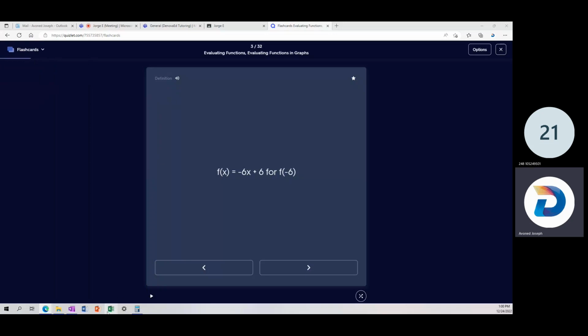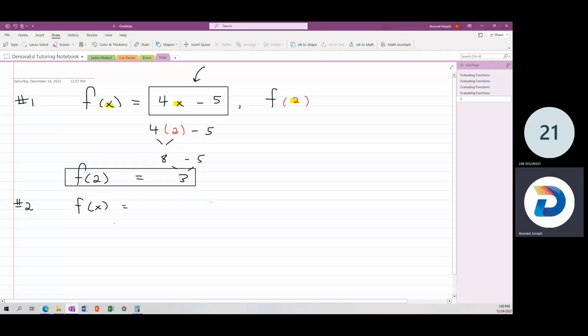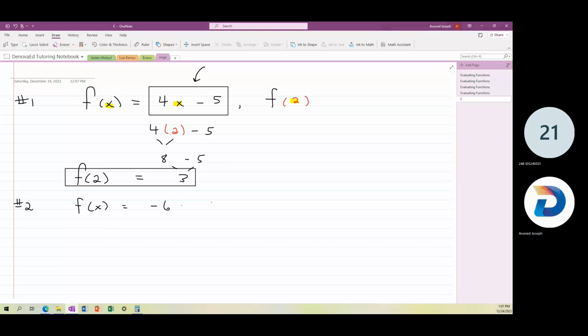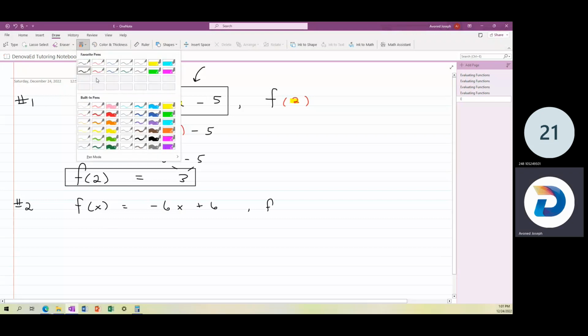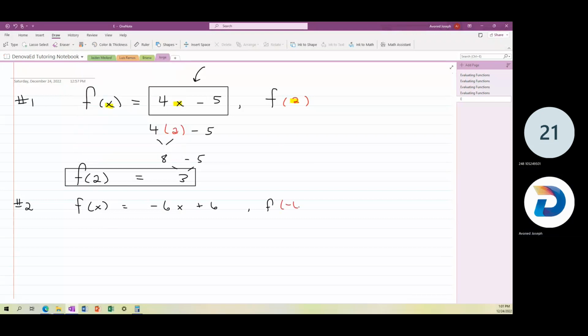All right, so we have -6x plus 6, and f of -6. So we need to plug in -6 for x in the equation. All right, -6 goes in for x, for f of x. So when we rewrite the equation, we have -6 times what?